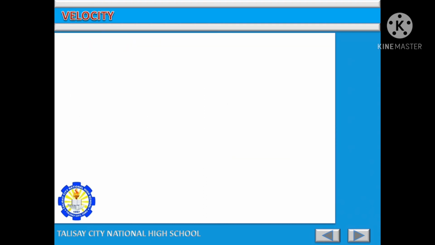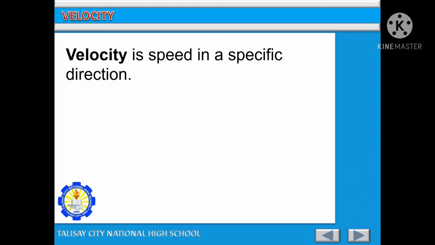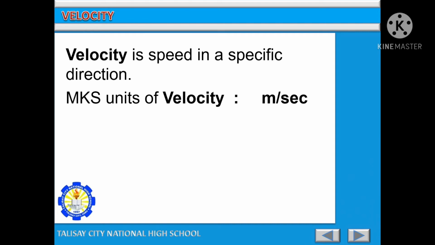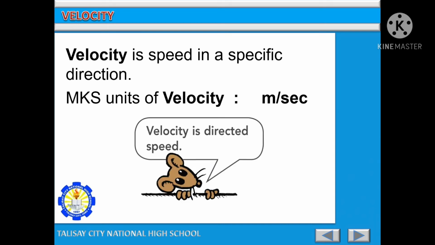Another important quantity that is used to describe the motion of an object in terms of how fast is velocity. Velocity is a speed in a specific direction. That means it's the speed of an object with respect to the direction that it takes. So the units for velocity is meter per second, just like speed. But speed and velocity are two different things. Velocity is more likely to be a directed speed. This is a speed in which we consider the direction to which the object is going.